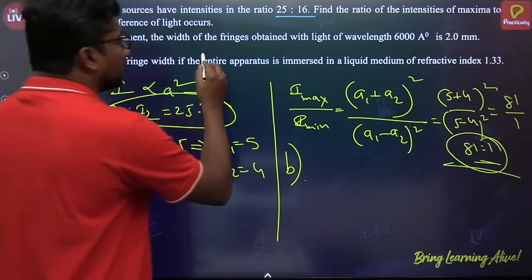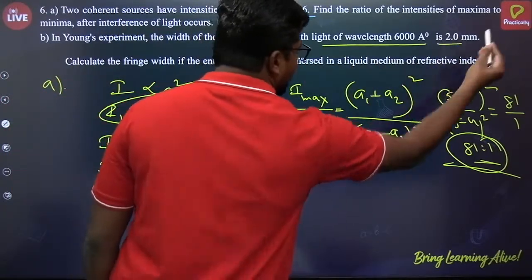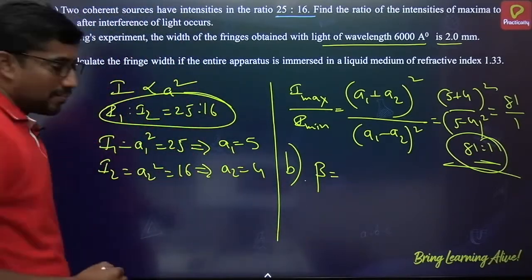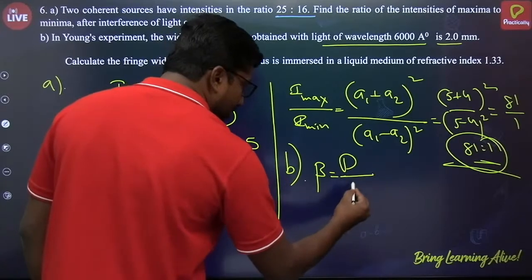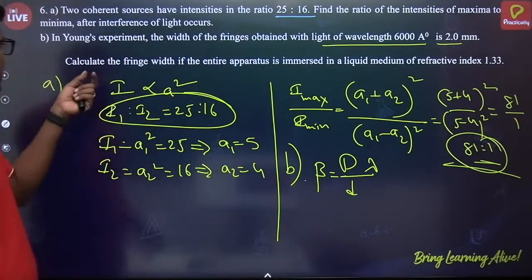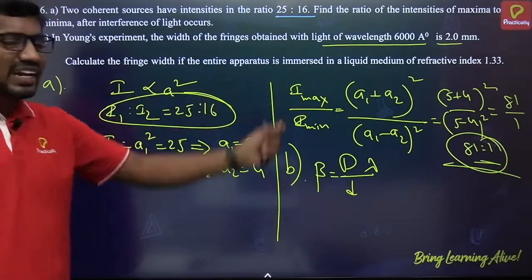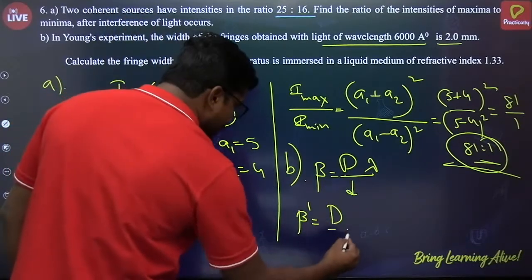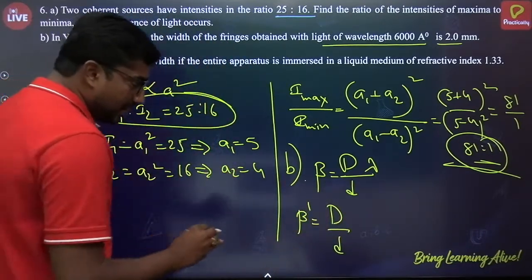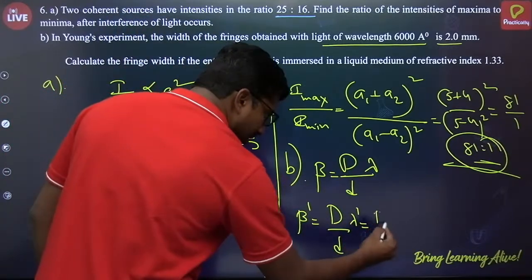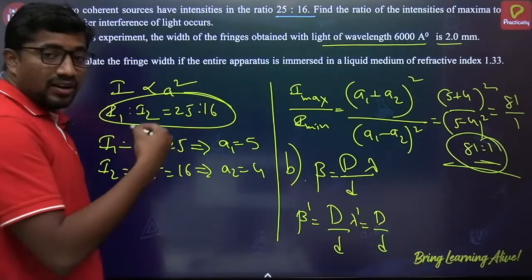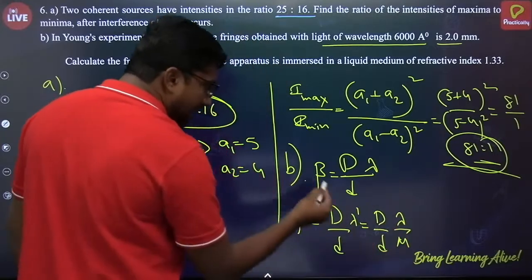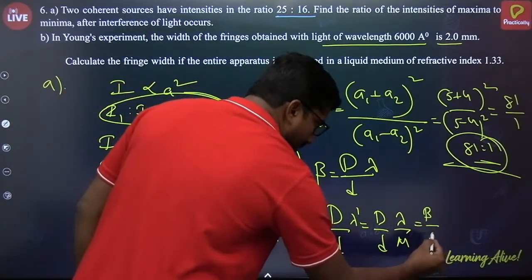In Young's experiment, the width of the fringes obtained by light of wavelength 6000 angstroms is 2 mm. Generally the fringe width in air, beta, we can express as D lambda by d. But when this apparatus is immersed in the liquid, the fringe width will be beta dash is equal to D lambda dash by d, where D and d, the distances, remain the same, and lambda dash in terms of the original wavelength and refractive index is lambda by mu. But D lambda by d is nothing but beta, so we can write it as beta by mu.